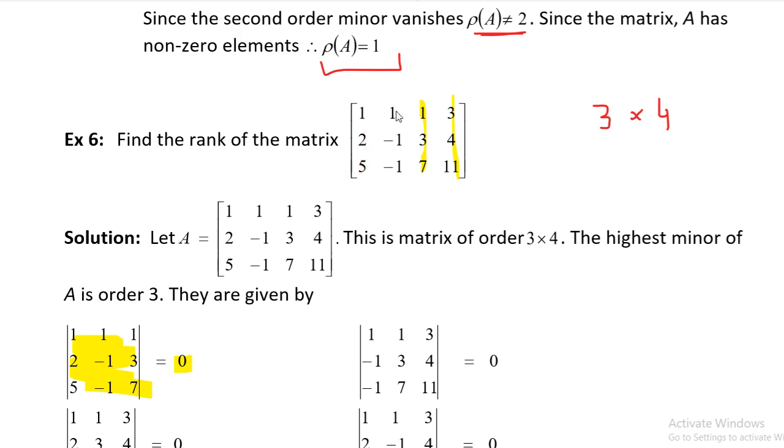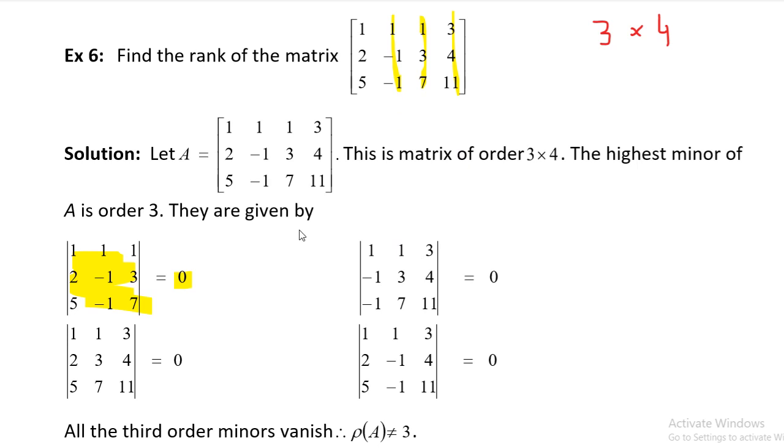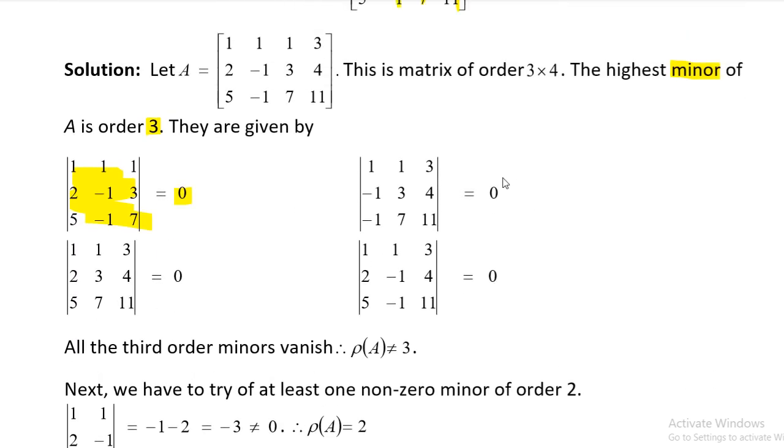So there are 4 3 by 3 minors here. Why do we call them minors? Because it's not the whole matrix, it's some minor part of it. But it has to be a square. So the highest minor is of order 3, meaning 3 by 3, and there are 4 of them, and all 4 came out to be 0. It's a coincidence that all 4 came out to be 0.